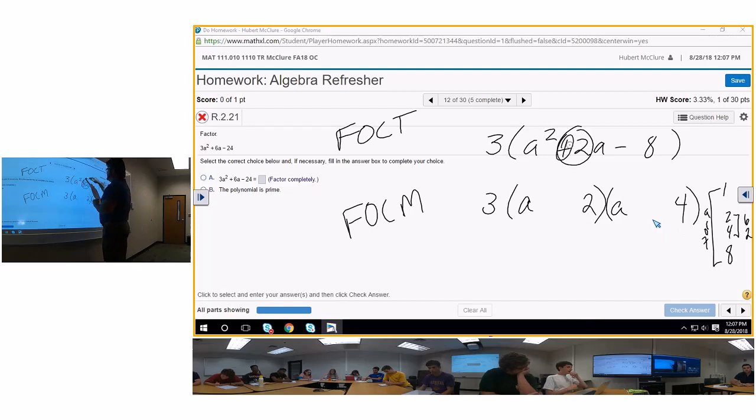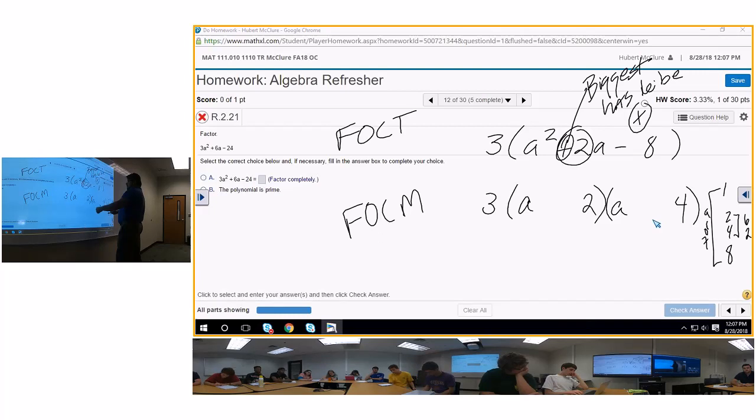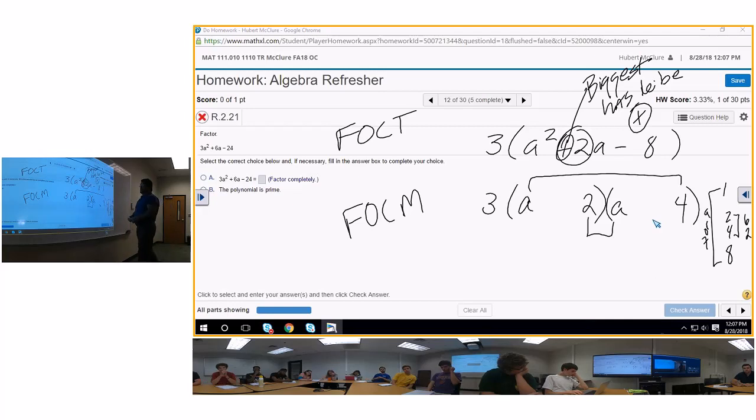The biggest term has to be positive. So what's bigger? You got to remember, outside and inside. What's bigger, 4a or 2a? So that's positive. This says unlike. So if this is positive, this has got to be negative, and you're done. And that's how you do the reverse FOIL method.